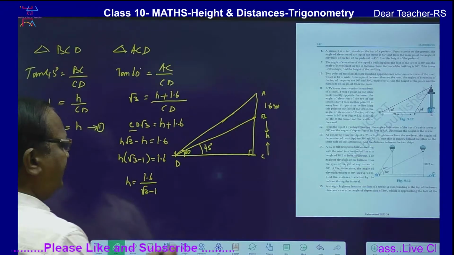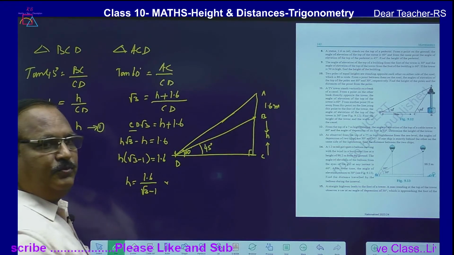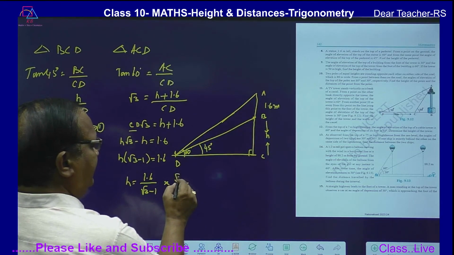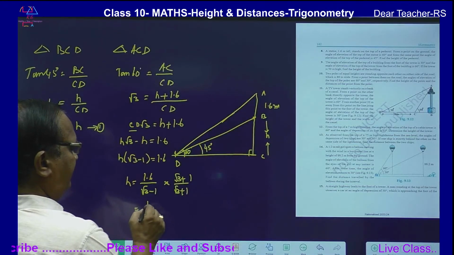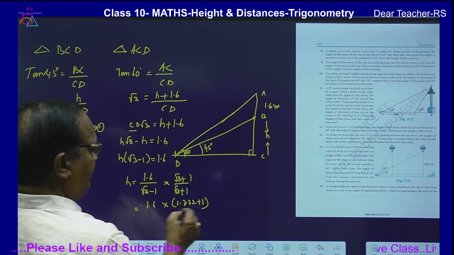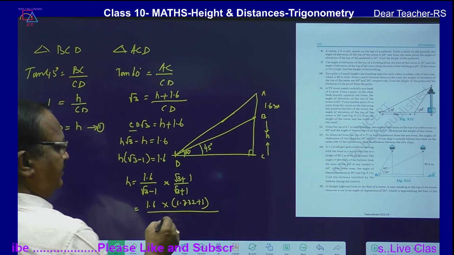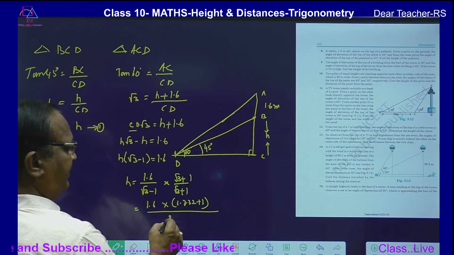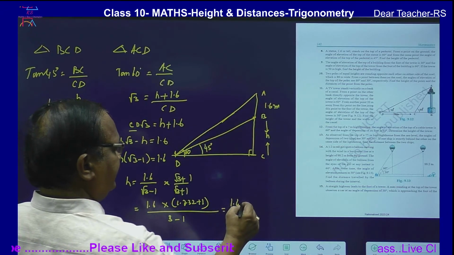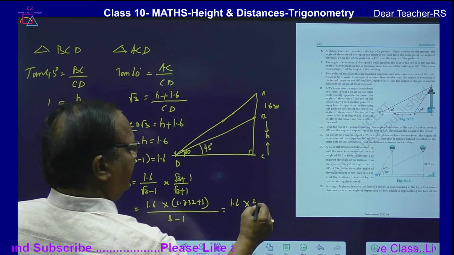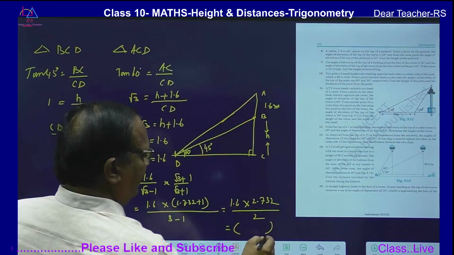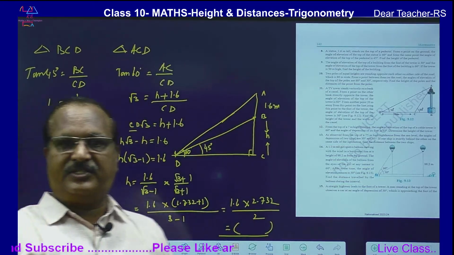So root 3 minus 1, you rationalize it and then you write the values. So then 1.6 into 1.732 plus 1 by a square minus b square. A square is root 3 whole square, 3, b square is 1. So it is equal to 1.6 into 2.732 by 2. You simplify this and this will be the height of the pedestal.